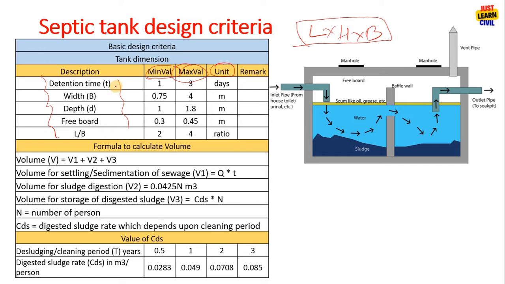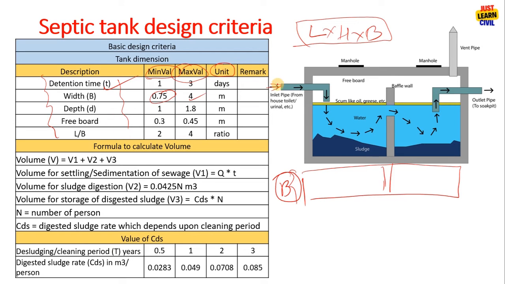Now for the detention time, when the septic enters through this pipe in the tank, it will stay here for some days. Its velocity is decreased and it will get enough time for the digestion. That time is called the detention time. Width of the tank, it is not shown here. In the plan you can see here, this is the baffle wall. This is the width of the tank. Minimum width of the tank is 0.75 meter and maximum is 4 meter.